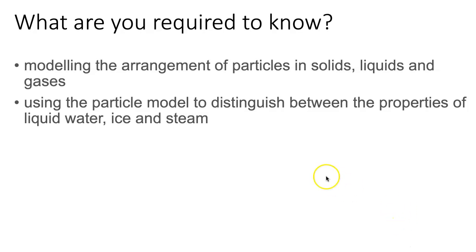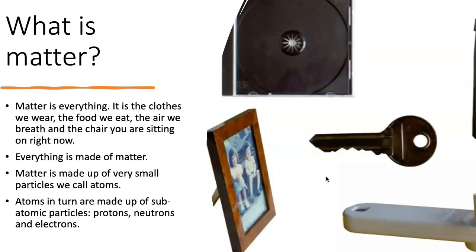So, as I said in the earlier video, matter is everything. So, the table you're sitting at, the computer you're using, your phone, the food you eat, the clothes you wear, the air you breathe, it's all about matter. So everything we know is made of matter. And that matter is made of things called atoms.